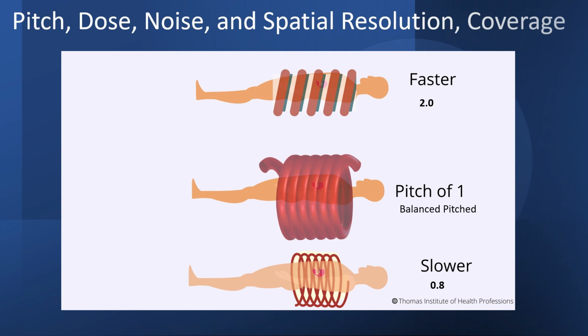For a pitch that is greater than 1, in this case 2, the table moves more than the beam width per rotation, resulting in gaps between slices. There is an increase in noise, a decrease in image quality and spatial resolution, a decrease in patient dose, and a decrease in scan time. Increasing the pitch will result in more anatomy being scanned lengthwise for a given acquisition time.